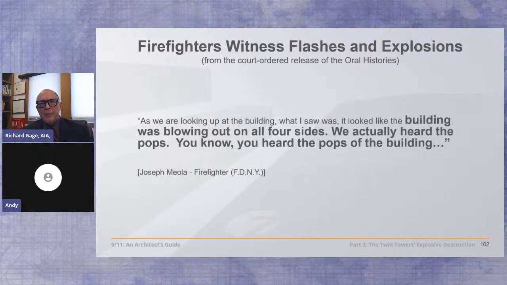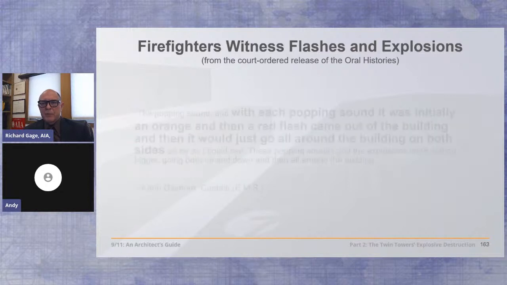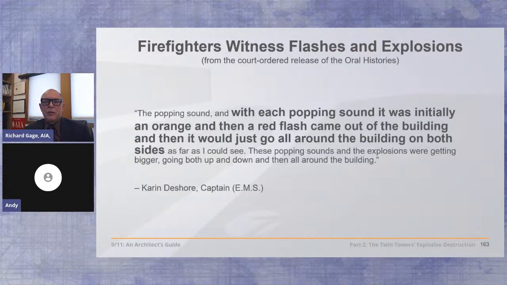We actually heard the pops. You know, you heard the pops of the building. With each popping sound, initially an orange and then a red flash came out of the building. Then it would just go all the way around the building on both sides.